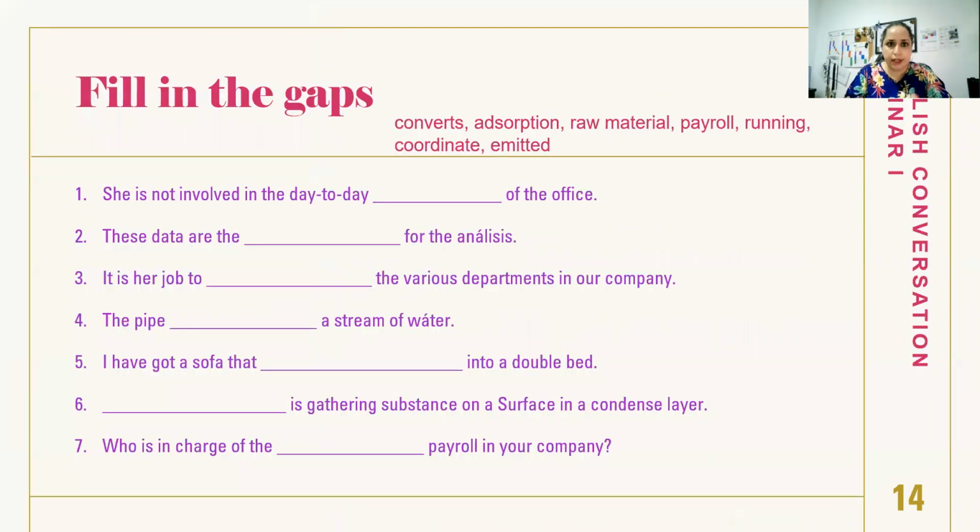And that's it. You have a little exercise over here. Since we already ran out of time, I will include that exercise in your homework. You're going to fill in the gaps. It's either convert, absorption, raw material, payroll. You have the options over there. Running, coordinate, emitted. Yes? Seven different options, seven different sentences that you're going to complete.